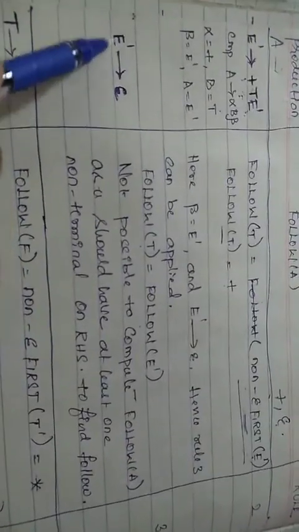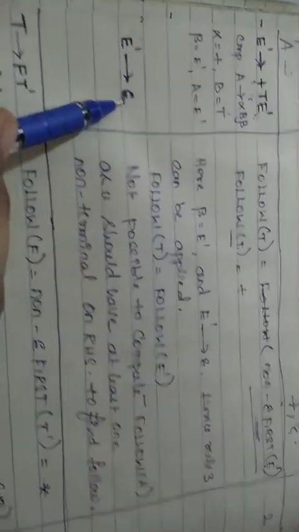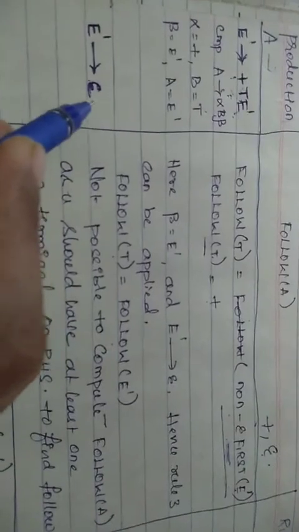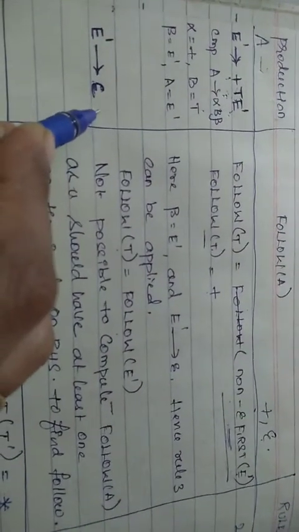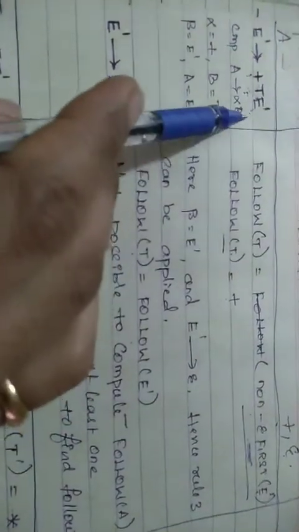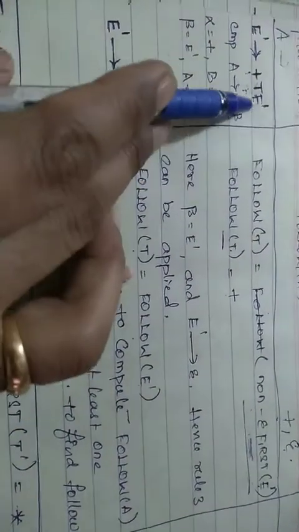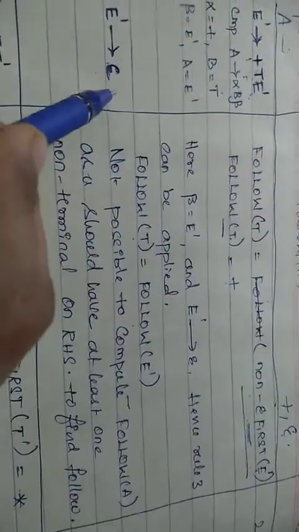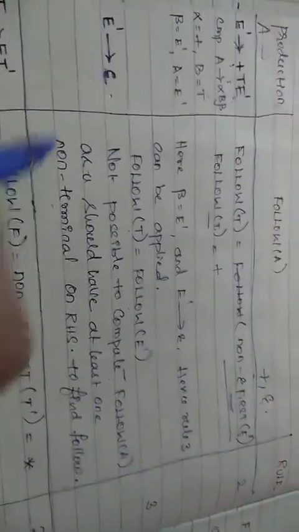Now, one more definition. What is the definition? E dash gives epsilon, right? So don't take the production which is not having non-terminals in the RHS, because my job is to worry about the follow of non-terminals, since I have to equate them with B. If there is no non-terminal in the RHS, I need not apply any rule. It is not possible to compute follow of A.